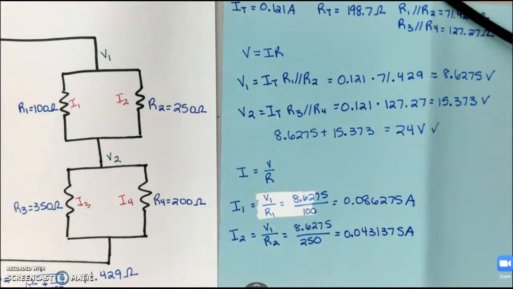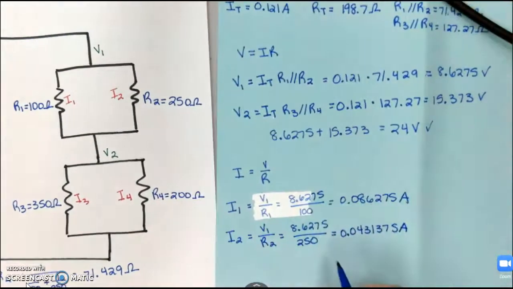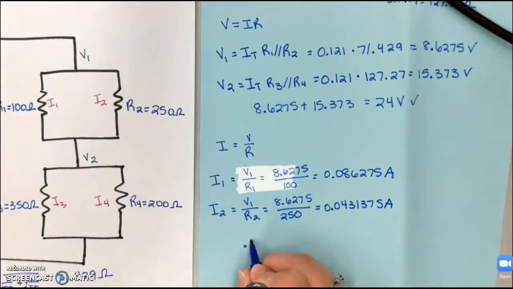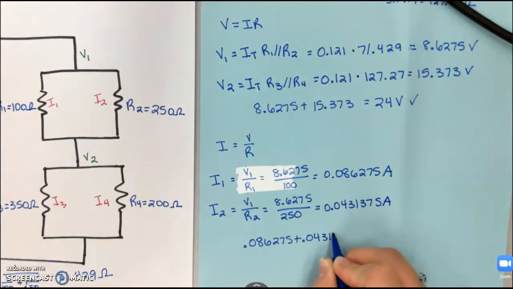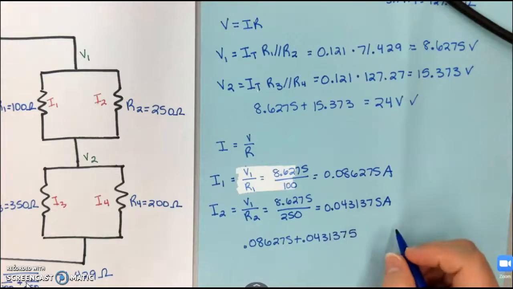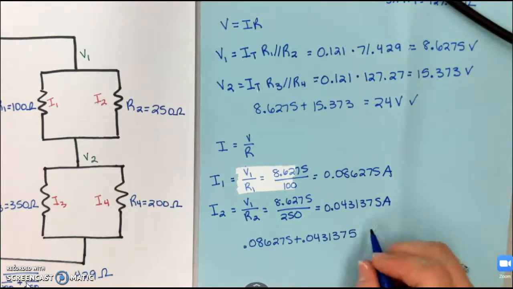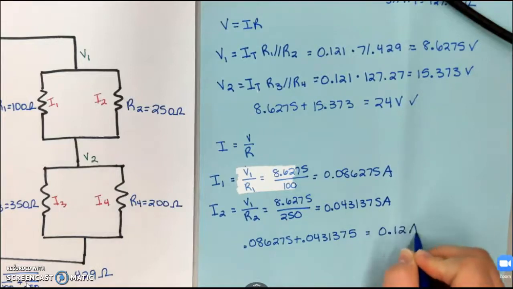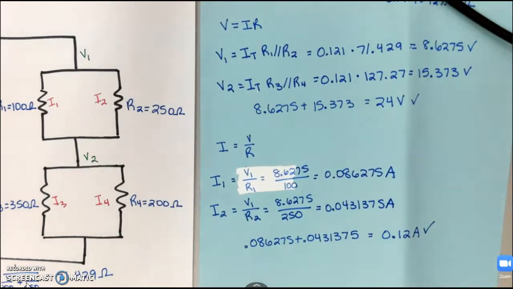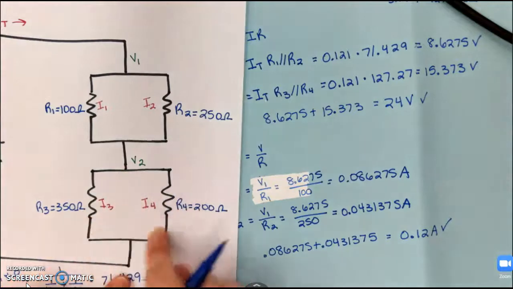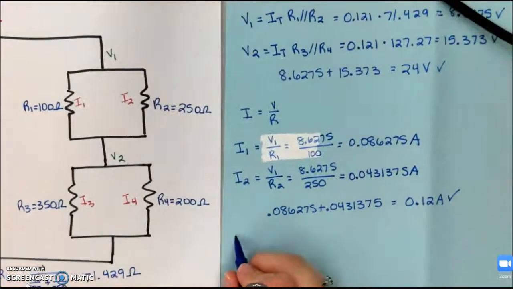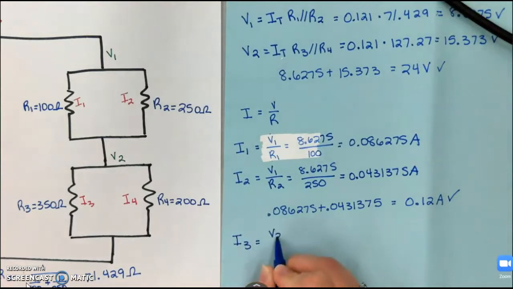Now the sum of I1 and I2 should be my total current, I total, 0.121. So let's verify that in the calculator. And that does give me about 0.12 amps. Now we're going to do the same thing for I3 and I4, but the voltage 2 is the voltage across both of those resistors. So to find I3, we're going to use voltage 2 divided by resistance 3.